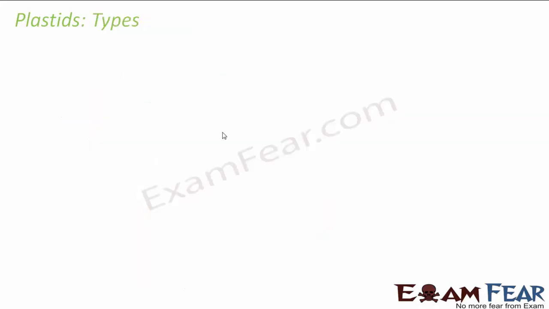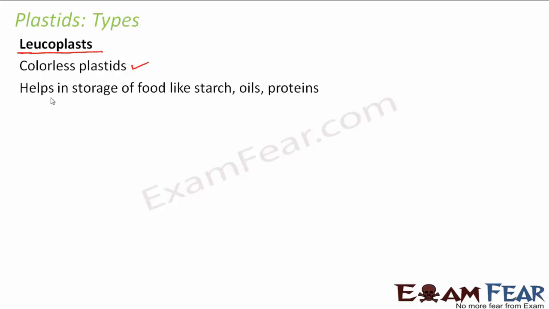Let us first talk about the two types of plastids, starting with leucoplast. Leucoplasts are the colorless plastids. They do not have any colors. They help in storage of food like starch, oils and proteins. In plant cells, the more organelles you have which can store things, the better it is, right? So these plastids help to store food like starch, oils and proteins, right? So they are used as storage organs.